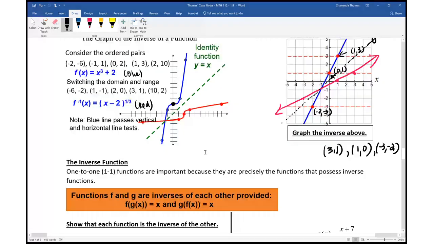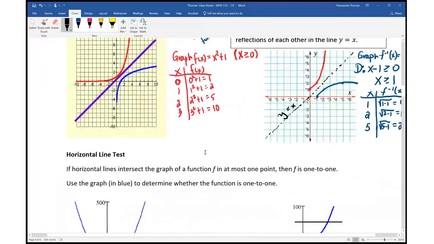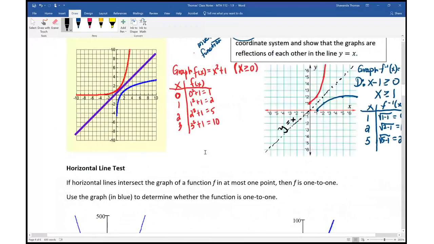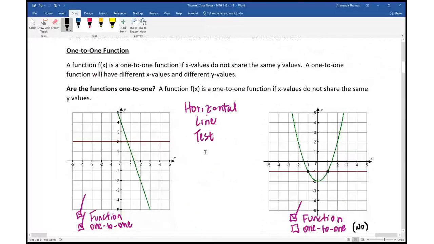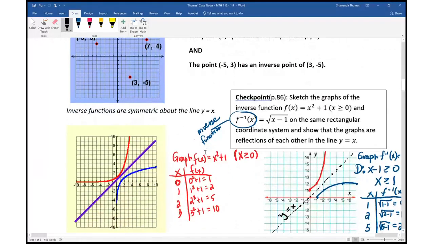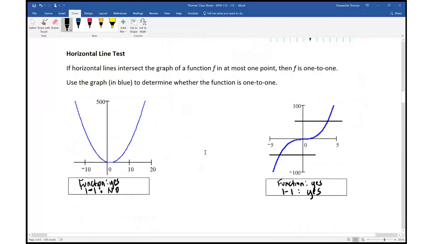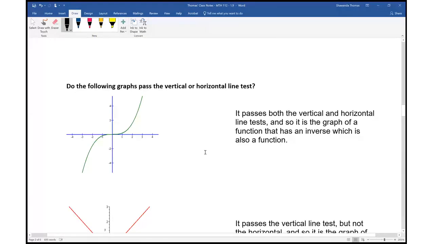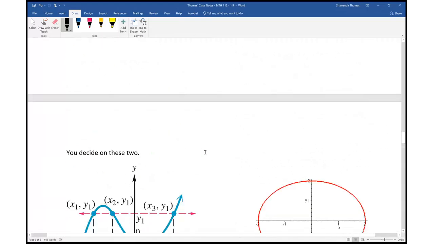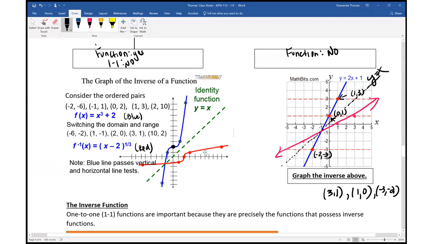This concludes the video on the horizontal line test and how you can determine whether we have an inverse function based on that horizontal line test. We know that points are switched for inverse functions, and we also know that two inverse functions are symmetric about the line y equals x.